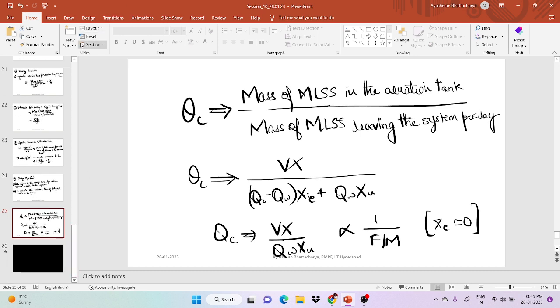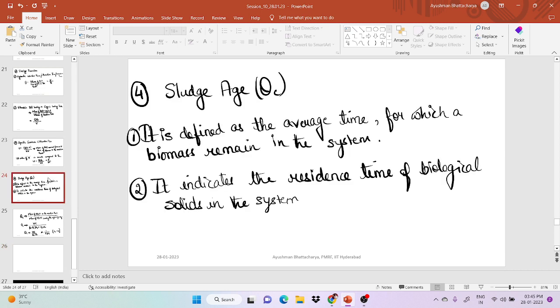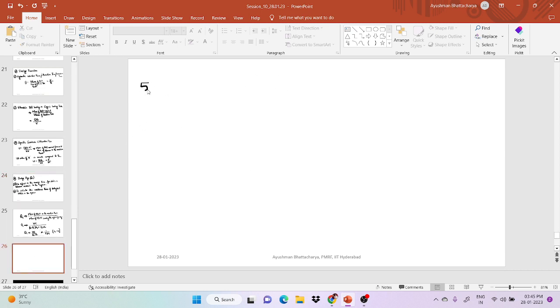So the next thing is sludge volume index. Till now we have discussed up to the fourth; this is the fifth, sludge volume index. The MLSS concentration in the aeration tank is controlled by sludge recirculation ratio and sludge settleability. Sludge volume index basically indicates the physical state of the sludge.